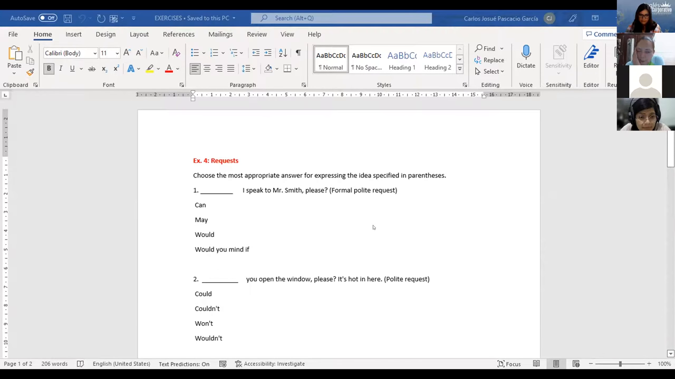Choose the most appropriate answer for expressing the idea specified in the parentheses. Formal polite request, o sea, una solicitud formal.